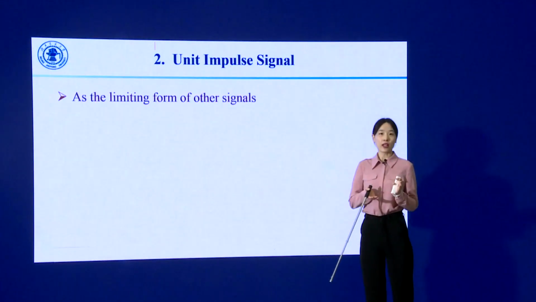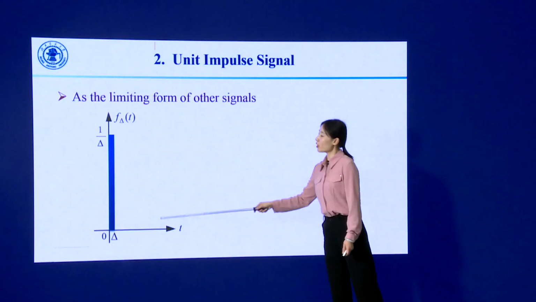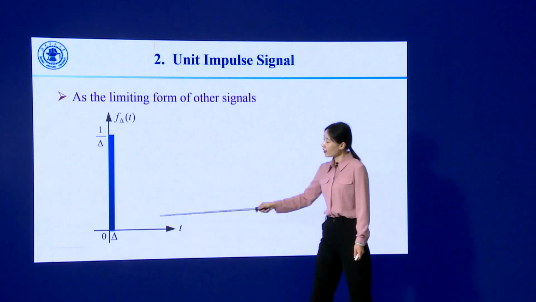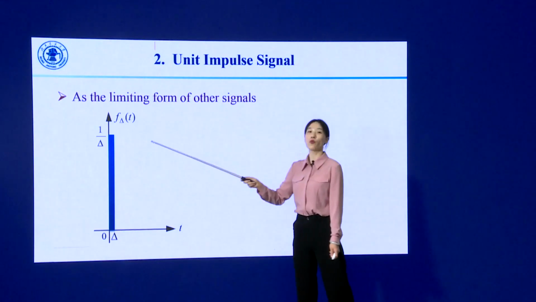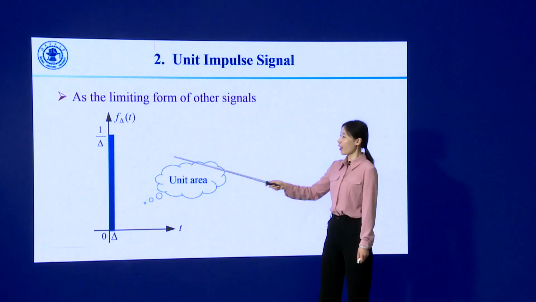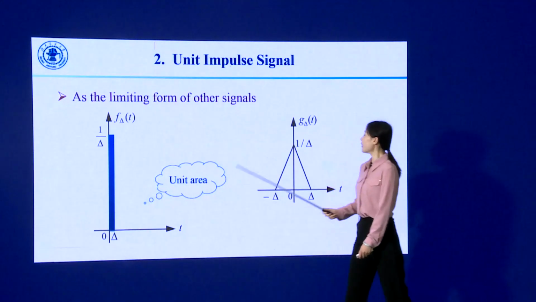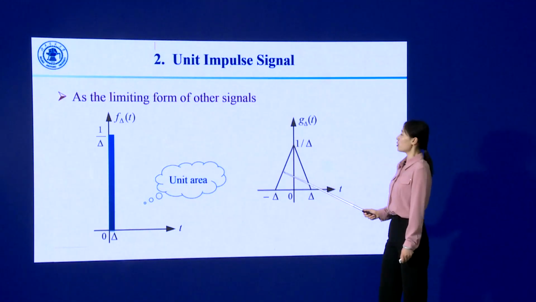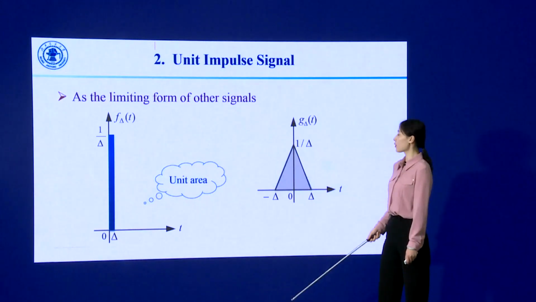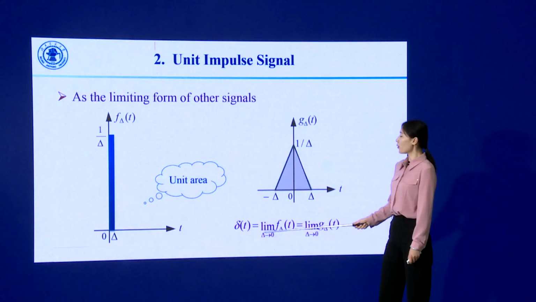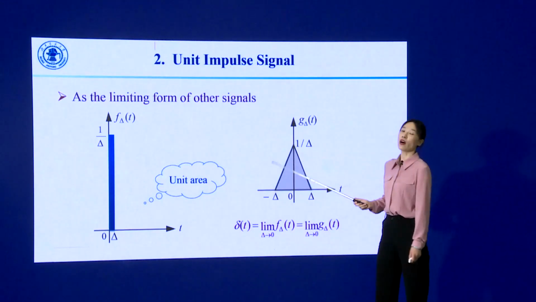Now, let's give the limiting forms of other signals. Here is a rectangular form. The width of this signal is equal to delta, and the height is 1 over delta. Thus, the area of this signal is equal to 1. And here is a triangle form. The area of this signal is also equal to 1. When delta approaches 0, these two signals become the impulse signal.